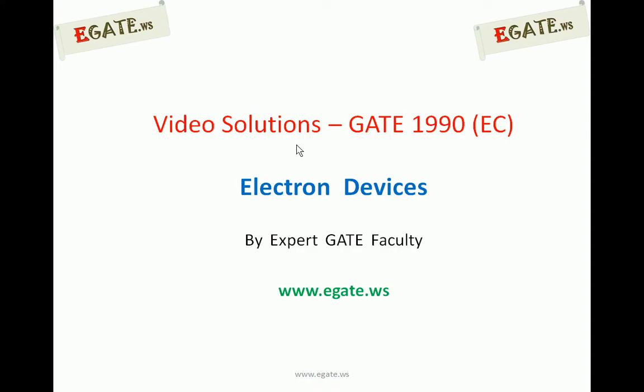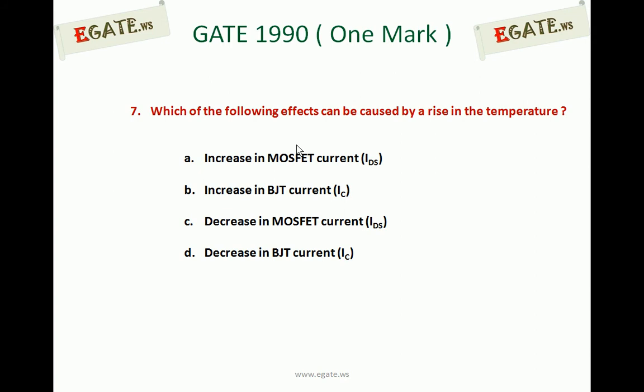Hello, we are discussing GATE 1990 solutions, and the topic we are discussing is electron devices. Which of the following effects can be caused by the rise in temperature? A. Increase in MOSFET current. B. Increase in BJT current. C. Decrease in MOSFET current. D. Decrease in BJT current.